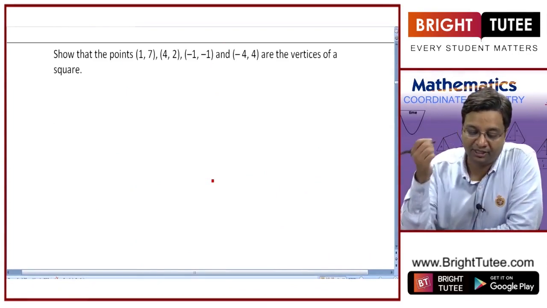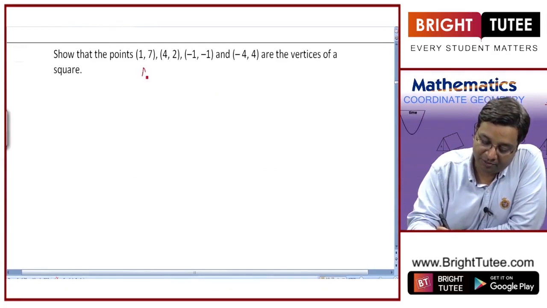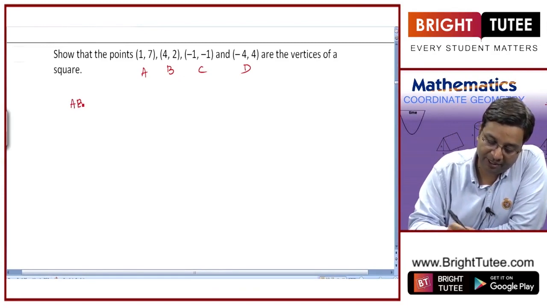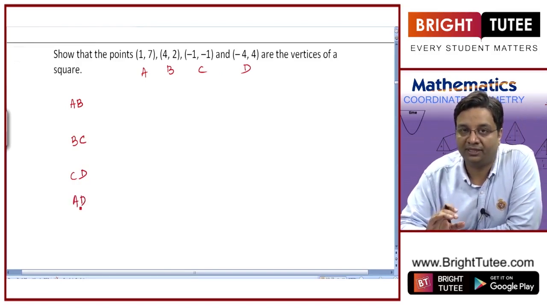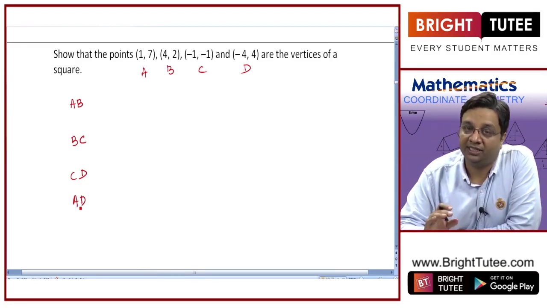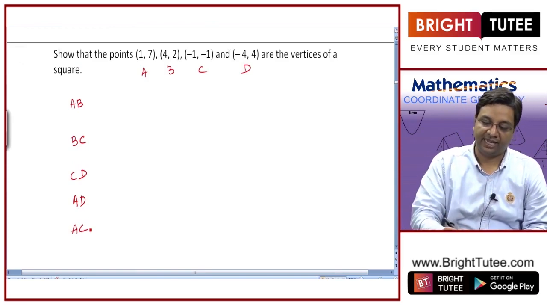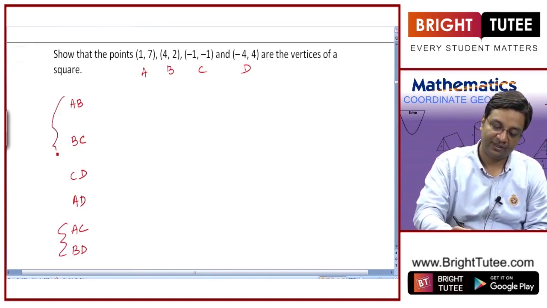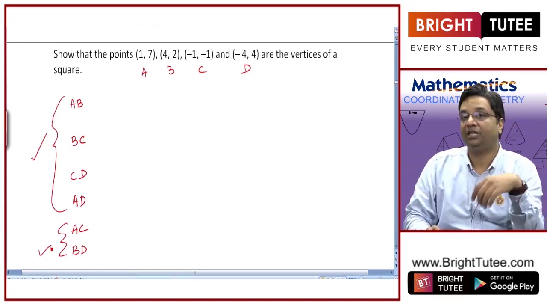Show that these points are vertices of a square, right? We discussed about a square. So let's name these points A, B, C, D. You just need to calculate distances AB, BC, CD, AD first. If these are equal, then we can say that this particular quadrilateral is a rhombus. Then you need to calculate the distances of the diagonals AC and BD. If these two are equal to each other, then we can say that this is a square. So these distances should be equal and these two should be equal for it to become a square.